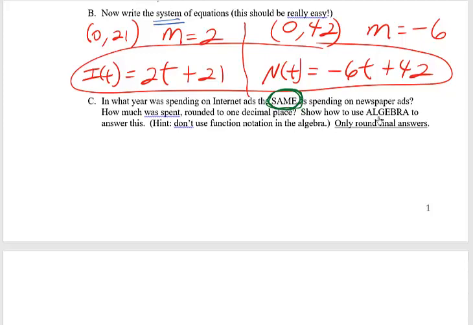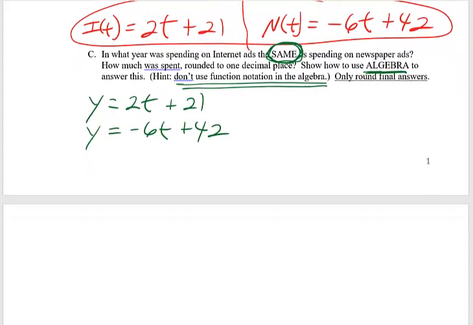Well, it says we want to use algebra to do this. We have two algebra methods to choose from, right? We have the method of elimination and we have the method of substitution. There's also a hint given here. It says don't use the function notation when you're trying to do this. That's very important. It gets very confusing. You should replace the I of t and the N of t with y's, which is always allowed. Let's go ahead and do that.